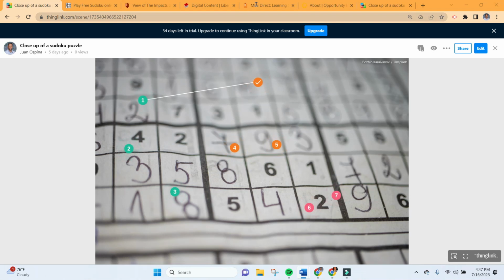Hello, this is Juan David Ospina, and I will be presenting a tool that can enhance learning by increasing interactivity and engagement. The tool will instruct students on how to solve sudoku puzzles.